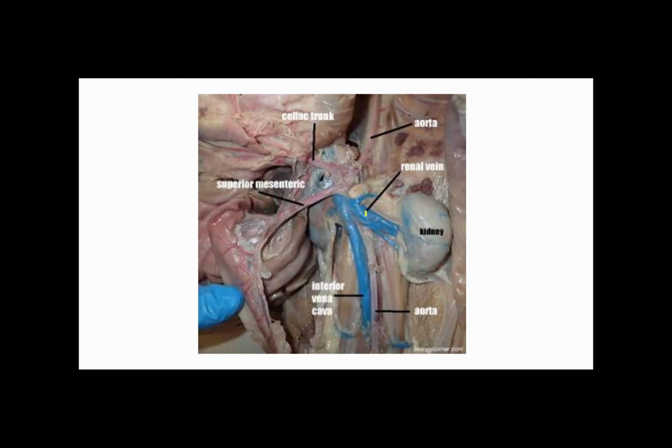So here is showing you the left renal vein. This vein above it is going to the suprarenal glands or adrenal glands, so that's the suprarenal vein. This large vein down here is the inferior vena cava, and you could see the left gonadal vein dumping into the left renal vein right there.